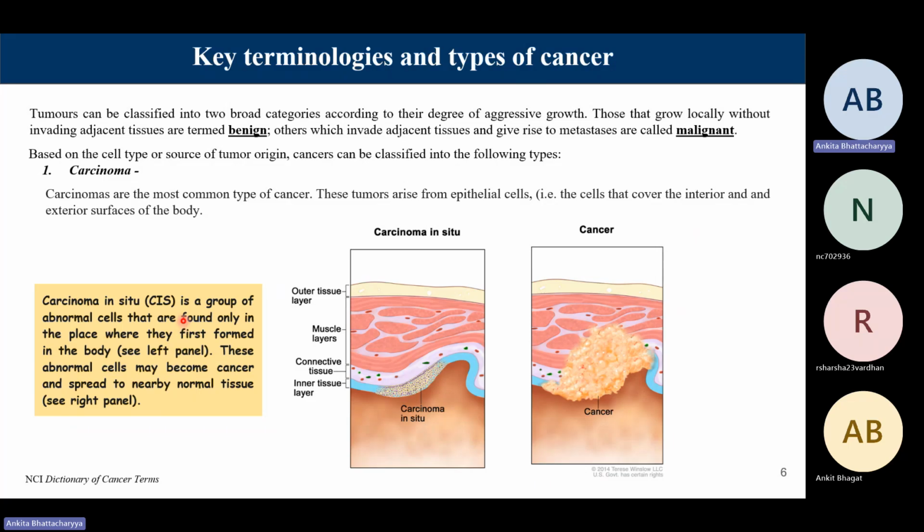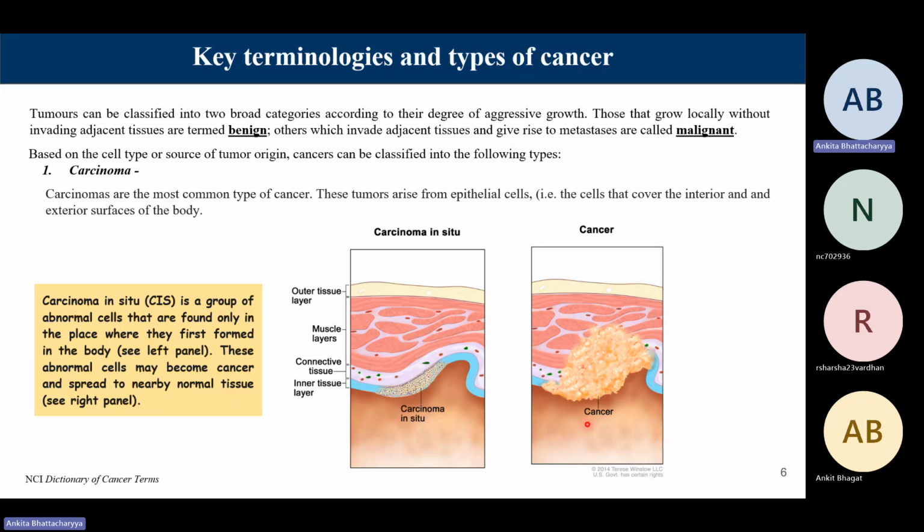So carcinoma in situ meant the site where the tumor has formed. So these abnormal cells were found only in the place where they first were forming, that carcinoma was formed within the body. These abnormal cells can potentially become cancerous later on and then spread to nearby normal tissue.